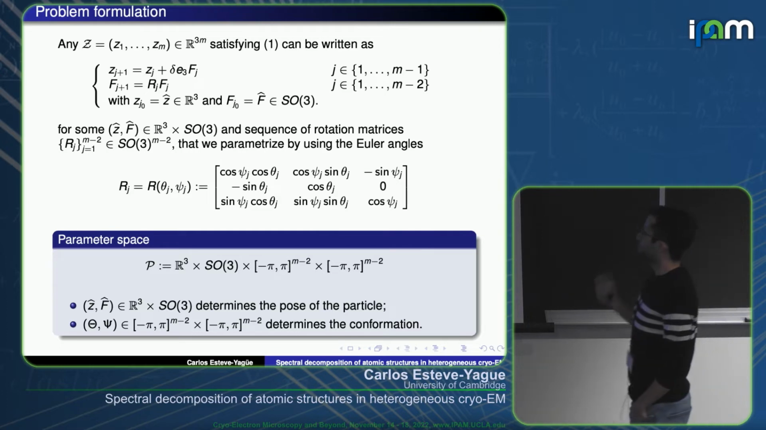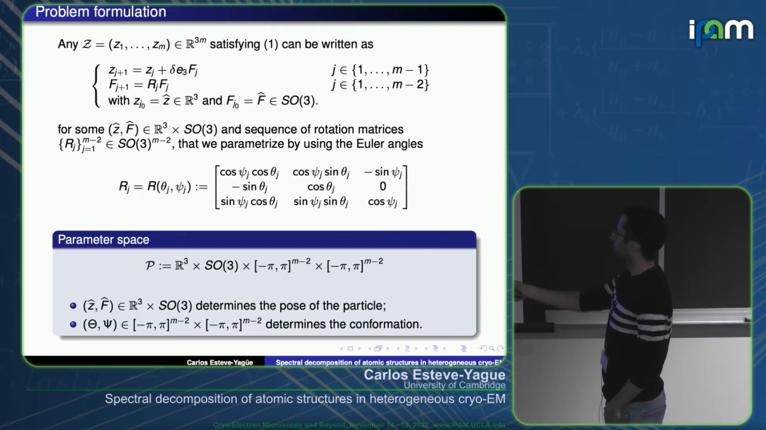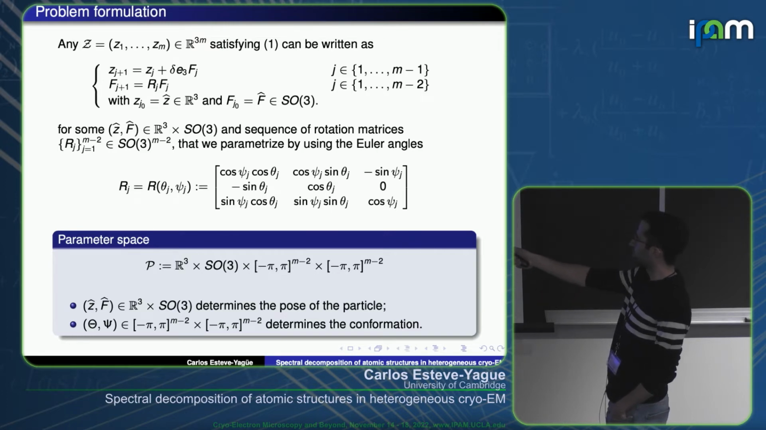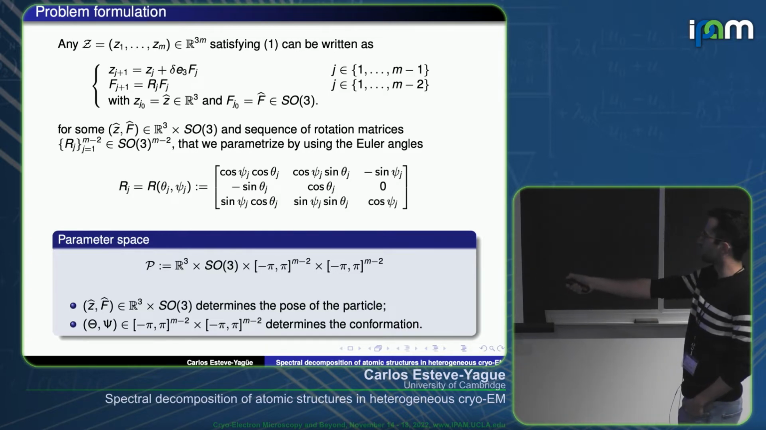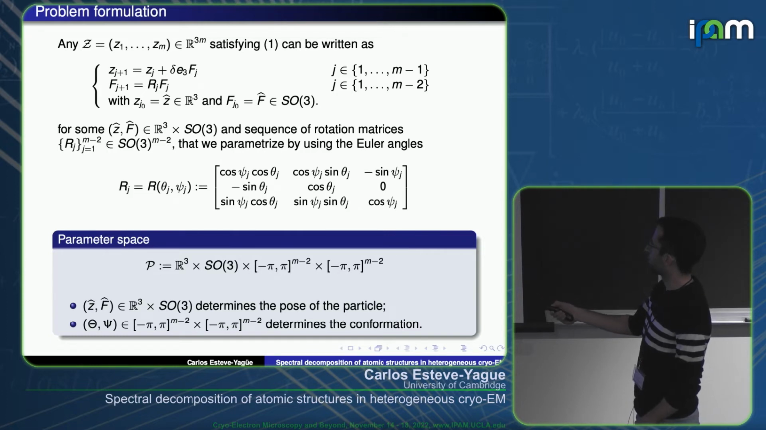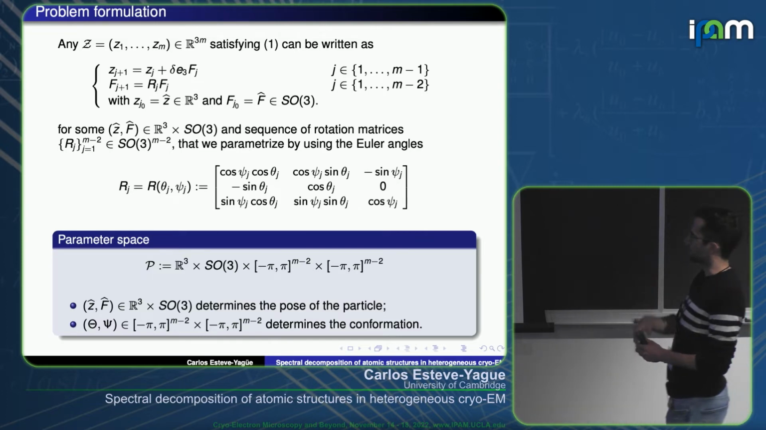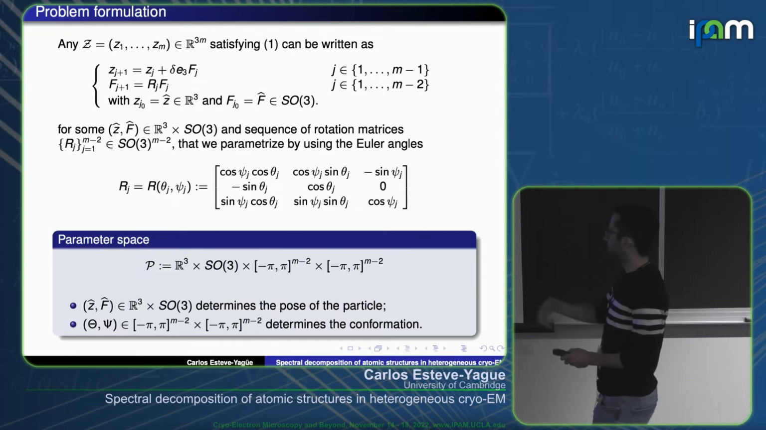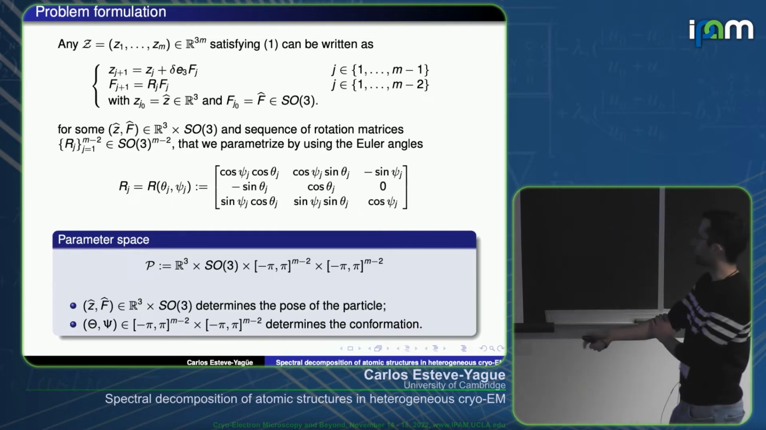Okay, so using this representation, we see that any discrete curve, any point cloud satisfying this discrete curve condition, can be represented using this dynamical system, where the parameters are the initial condition, like z hat and f hat, which determine the position and the orientation of the curve at one specific point, and then these rotation matrices, this sequence of rotation matrices, say how these Frenet frames vary from one point to the following.